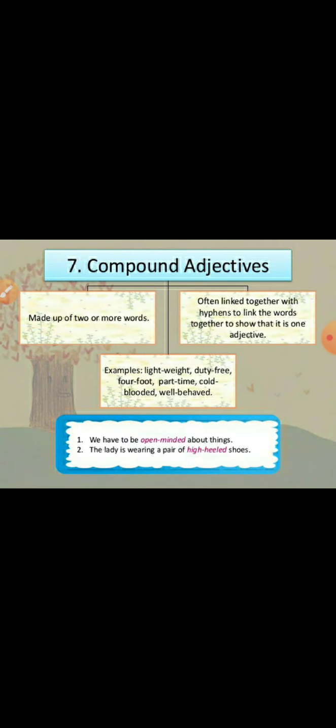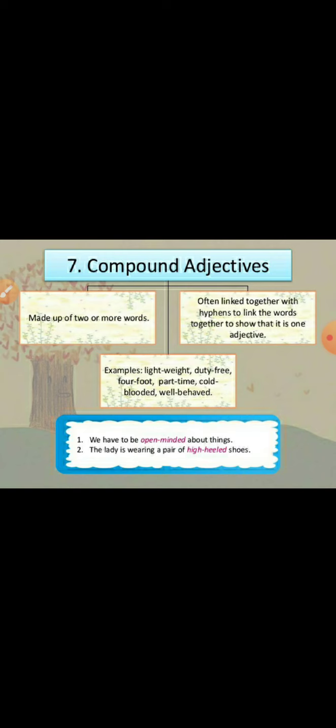Then comes the last one, that is compound adjective. Compound adjective, it is made up of 2 or more words, and it is often linked together with hyphens to link the words together to show that it is one adjective. Students, if you remember my previous lecture, which was on punctuation, and while I was talking about usage of hyphen, I also mentioned there these compound adjectives, that when we have to use compound adjectives, we put a hyphen in between.